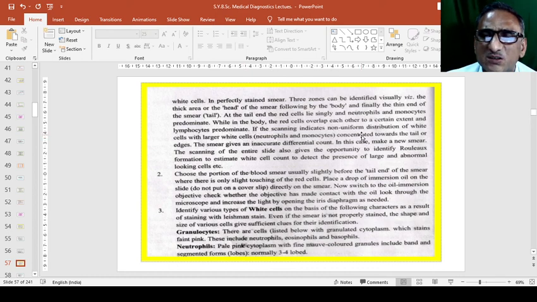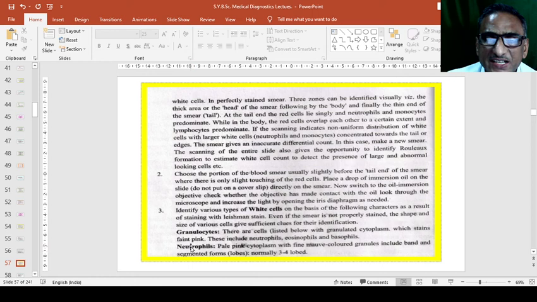If the scanning indicates non-uniform distribution of white cells, with larger white cells concentrated toward the tail or edges, then choose the portion of the blood smear slightly before the tail end, where there is only slight touching of the red cells, and place a drop of immersion oil on the slide. Now, after oil immersion, we can observe clearly, or draw a diagram under the microscope if possible. Identify the various types of WBCs from the nucleus structure and stain.